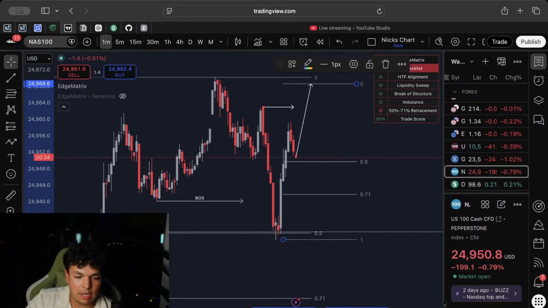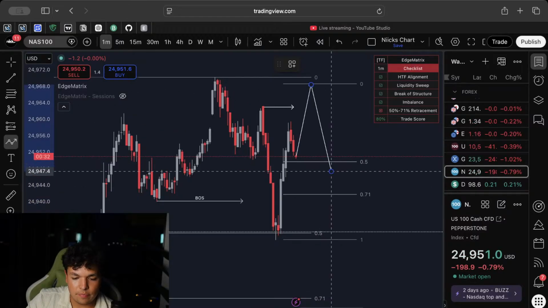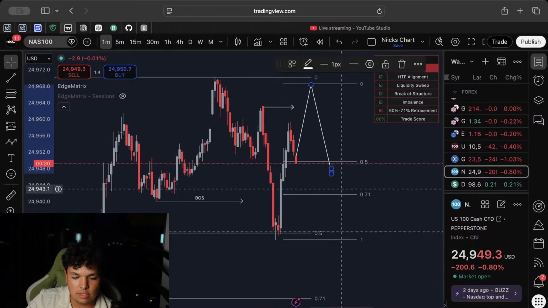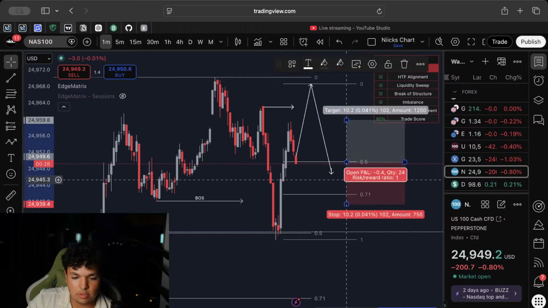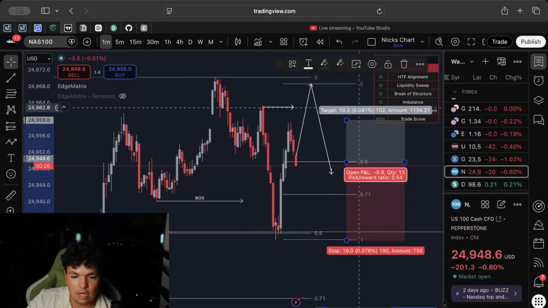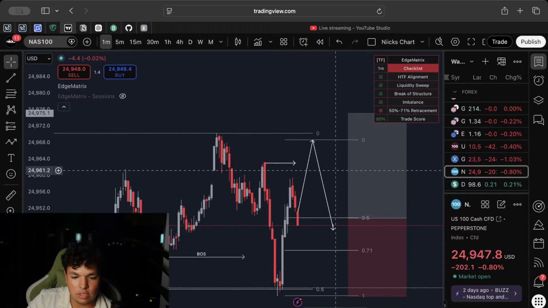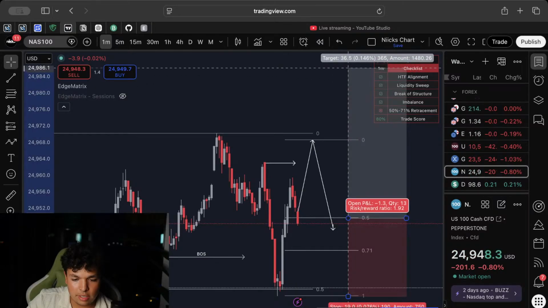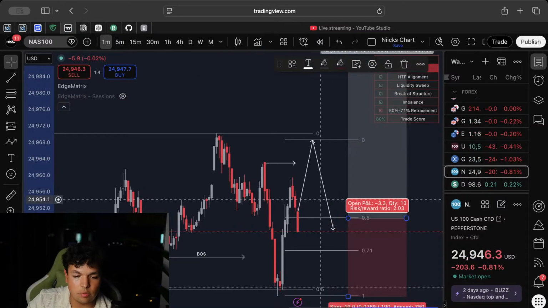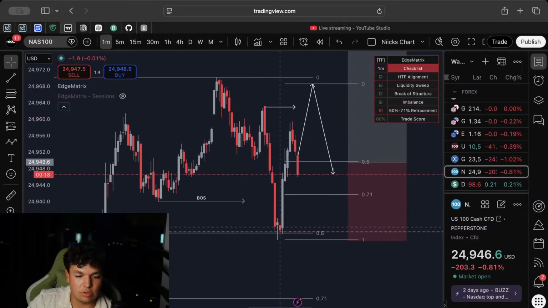It starts pulling back. I will enter at the 50%. Stops at the low, and I'll go for a 1:2. And at 1:1, I'm moving to break even. Obviously, I'm not in yet, guys, because we could still expand lower. Price could be reacting off this internal bearish structure.